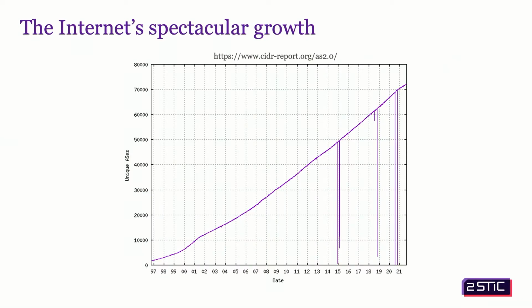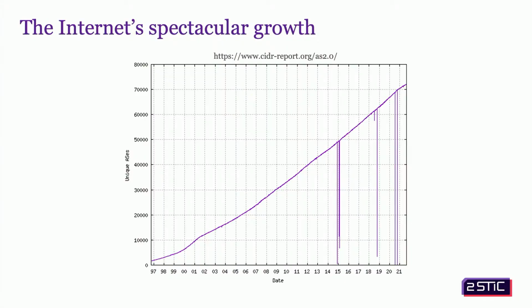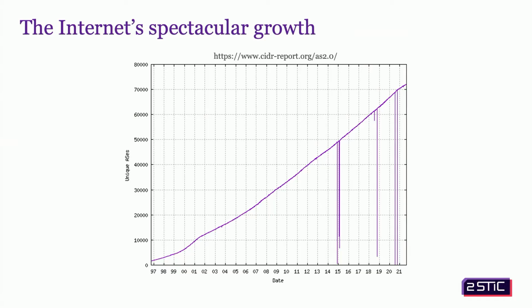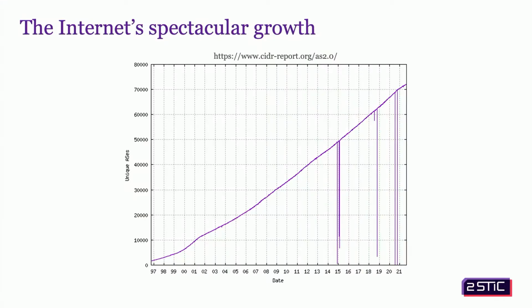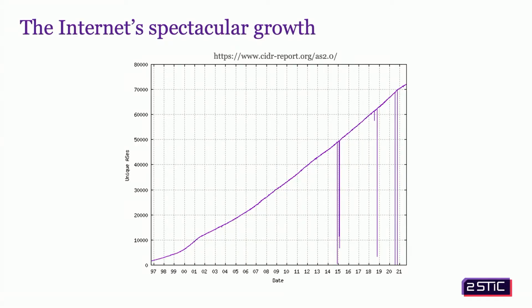So these autonomous systems that you saw on the previous slide, there are actually quite a few of them, over 70,000 at this point. As you can see, the internet is a huge beast, so to speak, interconnected through these 70,000 different networks and organizations. These measurements started back in 1996 with a few hundred autonomous systems, so that shows how much it has grown over the past couple of decades.